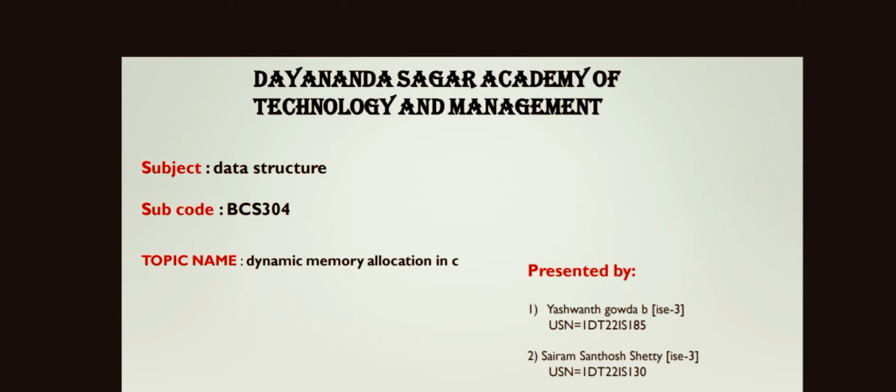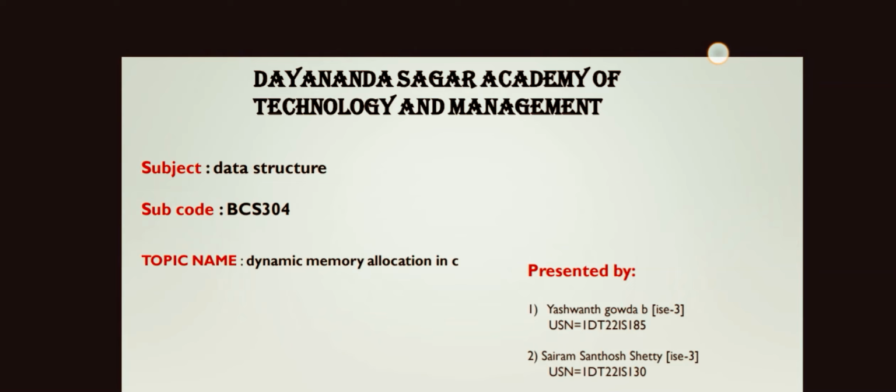Our team will present the topic dynamic memory allocation in C of the data structure subject. Before we move on to dynamic memory allocation, let's see what static memory allocation is first. Memory allocation during compile time is known as static memory allocation. The memory allocation is fixed and can't be increased or decreased during the runtime, unlike dynamic memory allocation.